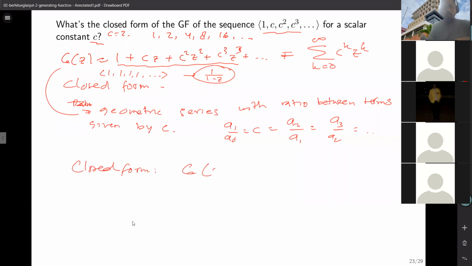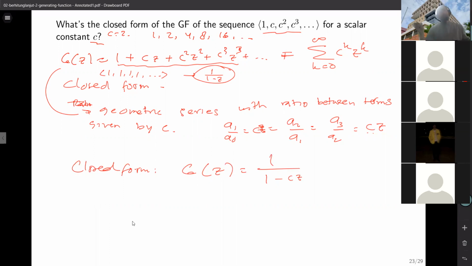So therefore, the closed form is, of course, G(z) is 1 over, not c, cz, sorry. c times z. So that means 1 over 1 minus, can anyone guess? cz. Correct, 1 minus cz. Now we use that. If we have this geometric series, we could do this.